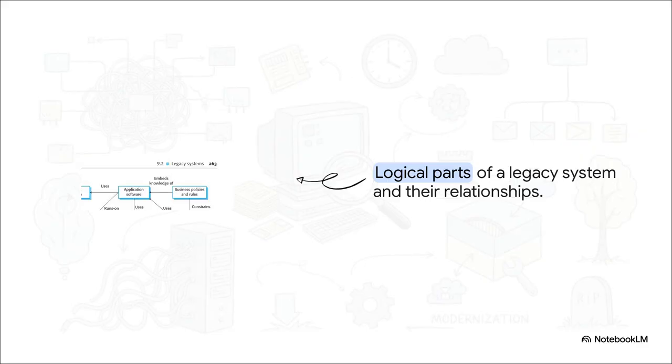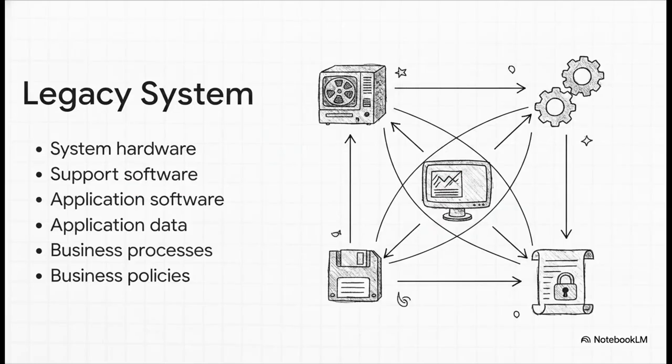To really grasp the logical parts of a legacy system and how they relate, we have to look at their interactions. It's fascinating because business policies actually constrain the software, and in turn, the application software embeds knowledge of those exact policies. Everything uses or runs on something else. It's a highly interconnected web, so let's break this down methodically. Make sure you get this down for your notes.